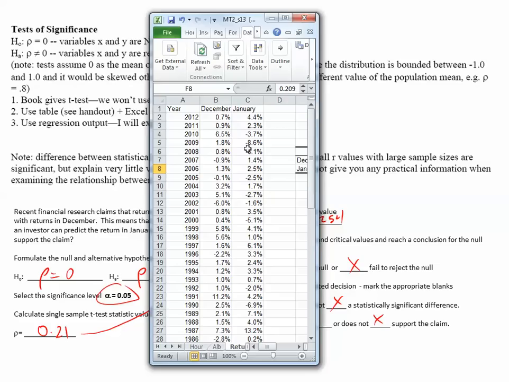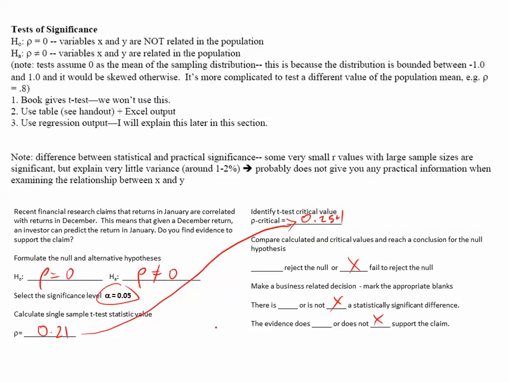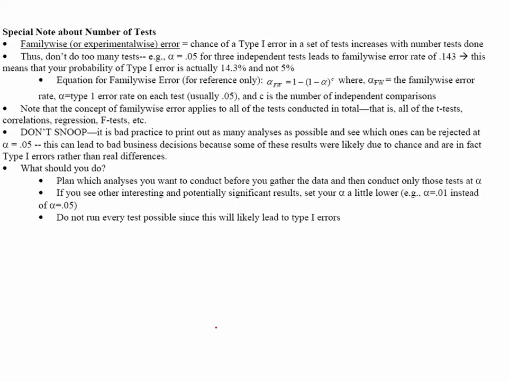So for example, if I thought, okay, there isn't a correlation between December and January, what about January and February? What about February and March? What about February and July? I could test all of these over and over and over again and see if there is a correlation. But the risk that we have in doing that is what's called a family-wise or experimental-wise error. This is often called data mining.